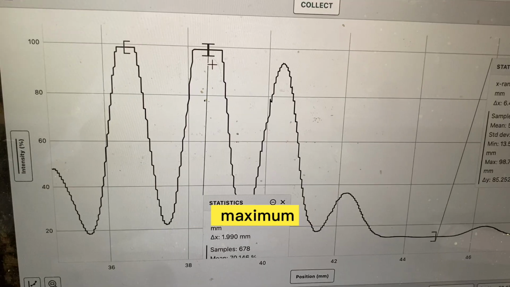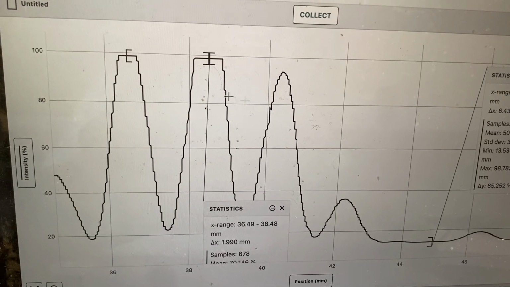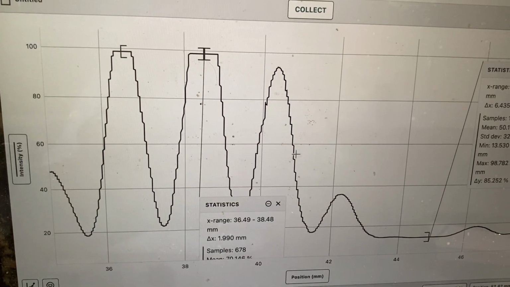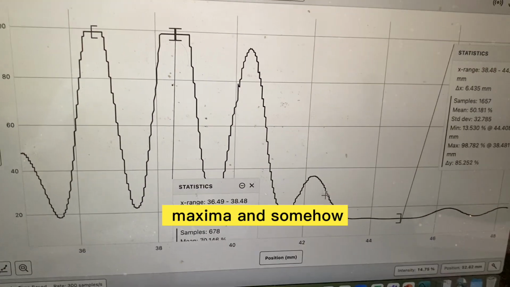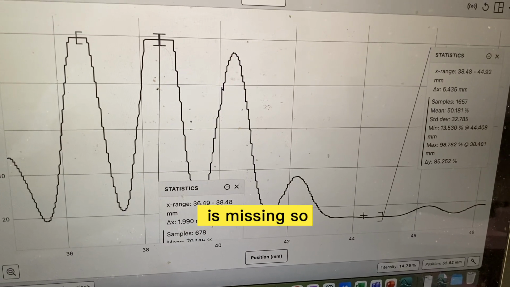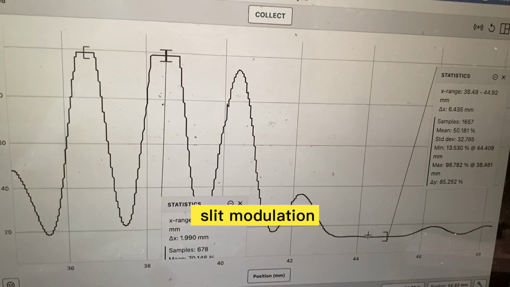So this is the central maxima. This is the first order maxima. So I have symmetrical first order maxima. So there's another first order maxima, the second order maxima, and somehow the third order maxima is missing. Which means there is obviously single slit modulation.